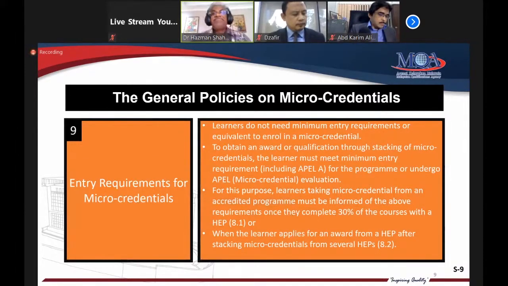Entry requirement. Learners who are enrolling on your micro-credentials need not have the entry requirement that is required for the accredited academic program. For example, if the diploma requires an SPM with a credit, someone who wants to enroll in this micro-credential does not need to meet that requirement just to enroll on the micro-credential.